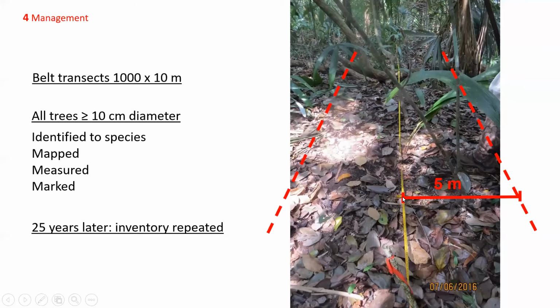And in this transect, so here's the baseline. Within 5 meters of the baseline, we found all trees greater than 10 centimeters in diameter. We identified them to species. Of course, there are many unknowns. We took plant specimens. We mapped their position in the transect. We measured their diameter, and we permanently marked them. That was in 1991. 25 years later, we went back and redid these transects. So we were able to figure out what happened in 25 years of change in these old growth forest plots.